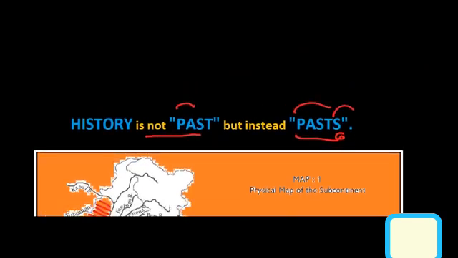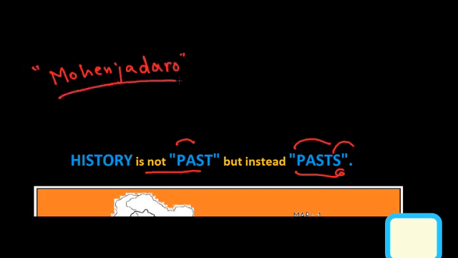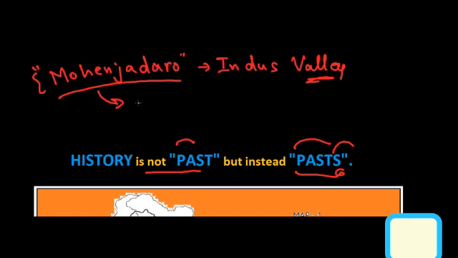We are talking about several pasts of several people living in those civilizations. For example, let's say we talk about the civilization of Mohenjo-daro. Well, this is quite a tedious name. It's a civilization that used to live near India, near the Indus Valley. When we say Mohenjo-daro, we not only talk about this particular civilization, we talk about the people who were living in this civilization.